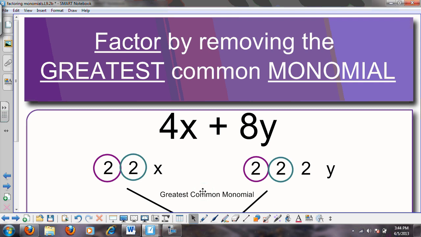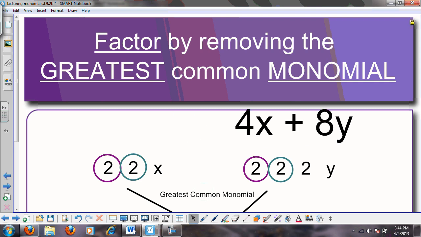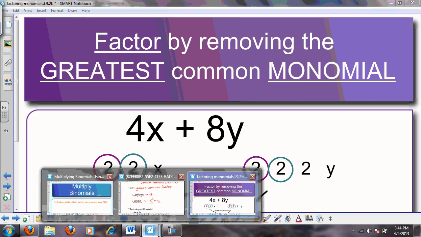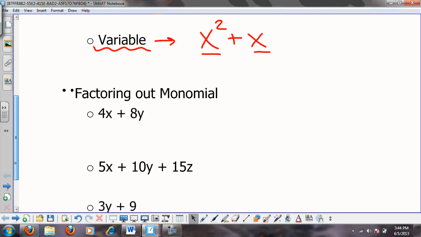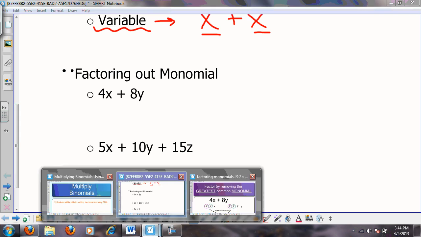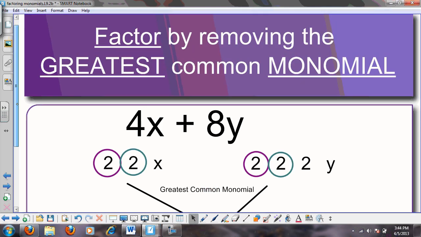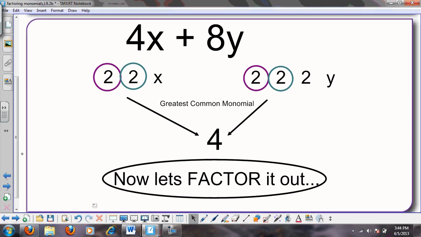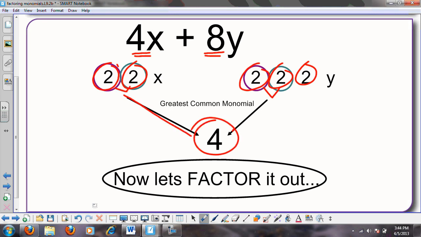In this particular case, 4x plus 8y. Do you have that in your notes? These next three that I'm going to do are in your notes. 4x plus 8y. Look at the coefficients, 4 and 8. They both have a common factor. 4 is made up of 2 2's. 8 is made up of 3. So that means 8 has 2 to spare. So our greatest common factor is 4. I'm going to factor out a 4.